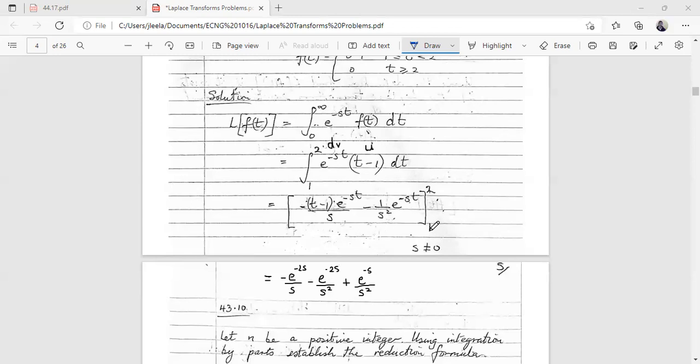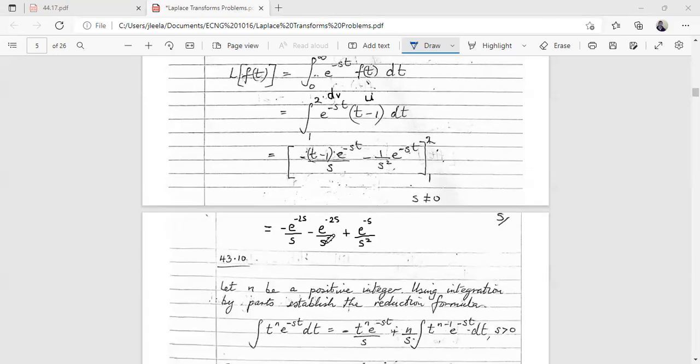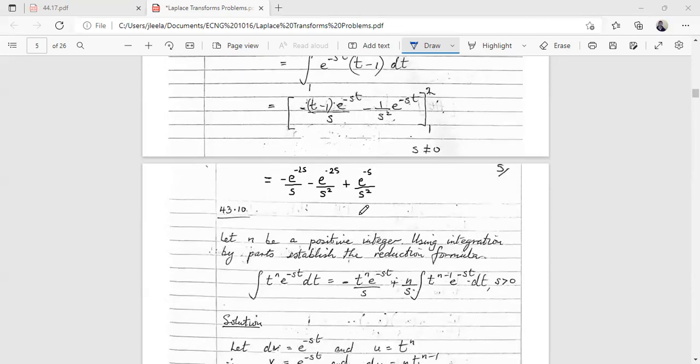And then you have to subtract with the lower limit. So minus, when you put in 1, this will be 1 minus 1, which is 0. So it doesn't make sense putting in the 1 here, because anything times 0 is 0, right? And then the next term, minus, which will be plus e to the minus s over s squared. So that is this term here. So that is how you end up with the result here, the Laplace transform. s is not equal to 0.